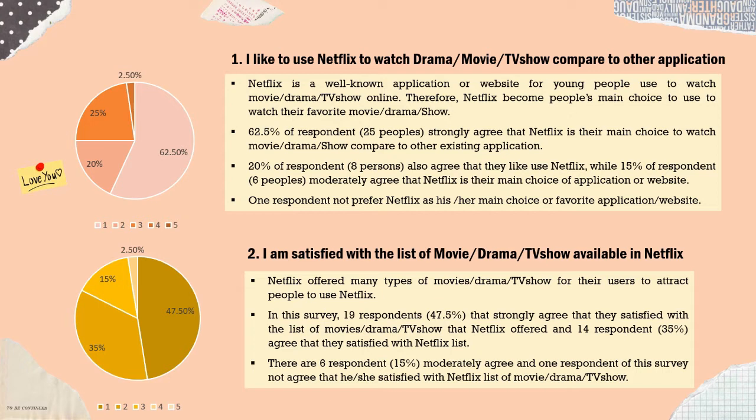For the second result, I can say that most of the respondents are satisfied with the list of movies, dramas or TV shows that are available on Netflix. From the second graph, we can see that 19 respondents, which is 47.5%, strongly agree that they are satisfied with the list that Netflix offers them. And only one respondent does not agree that he or she is satisfied with Netflix's list of movies, dramas or TV shows.